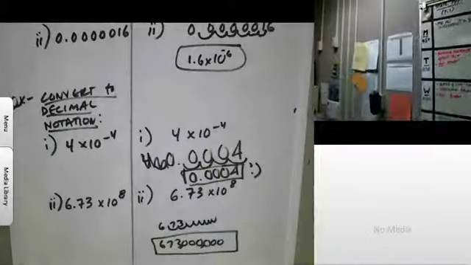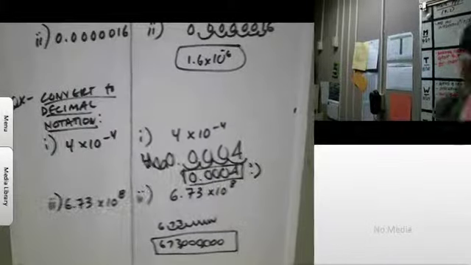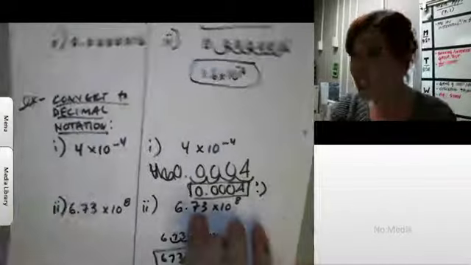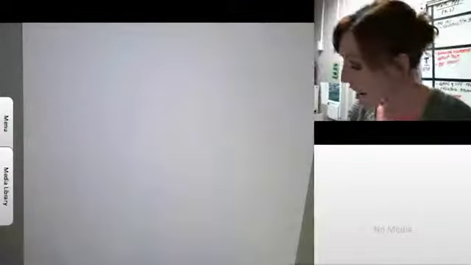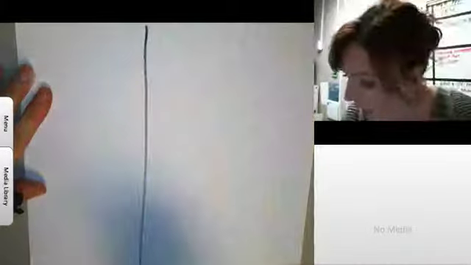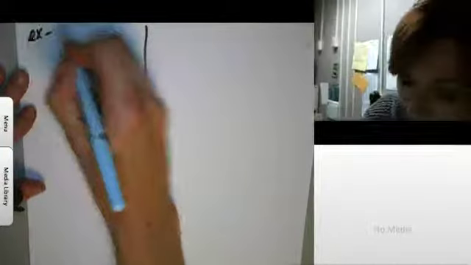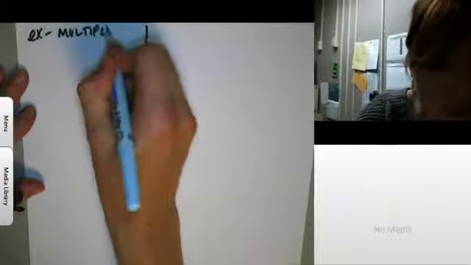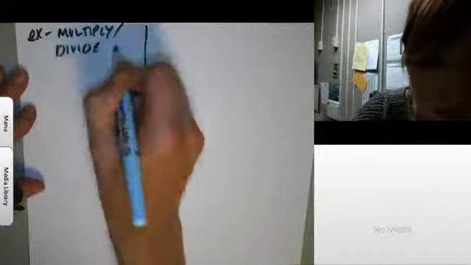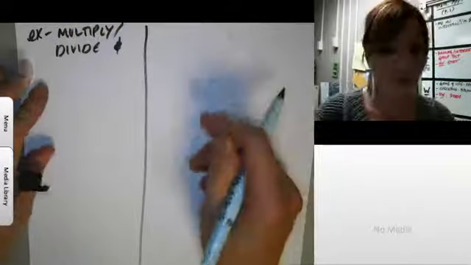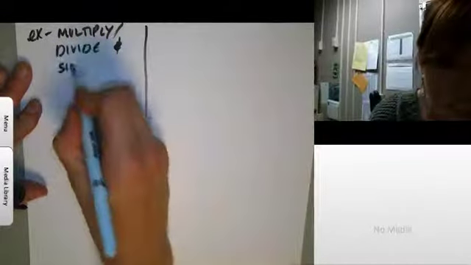Thank you, Alan. All right. Last two problems. Here we go. So this is the calculator part. Raise your hand if you have your calculator with you. Everybody has it out, I hope. If not, go ahead and get it out now. We are multiplying, dividing, and simplifying. So multiply or divide and simplify.